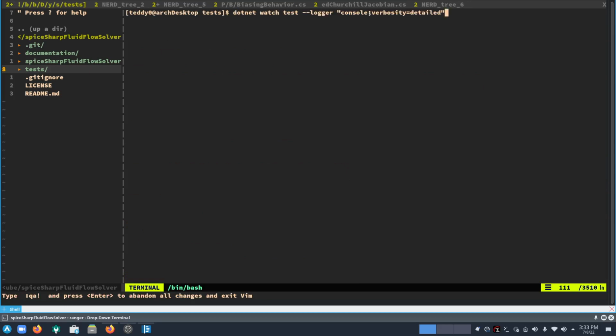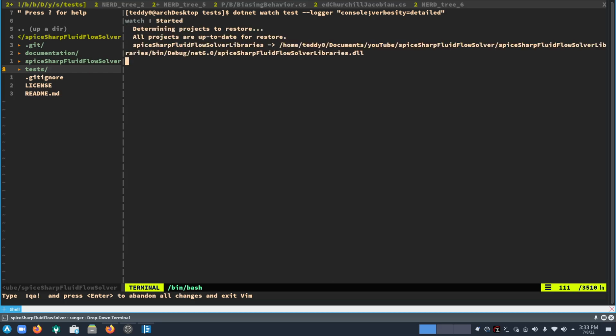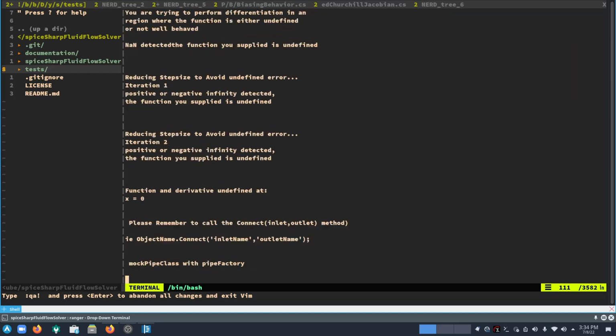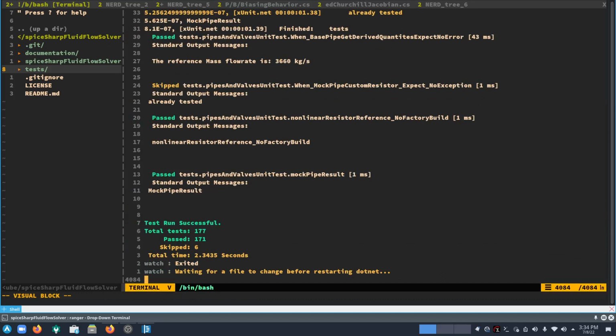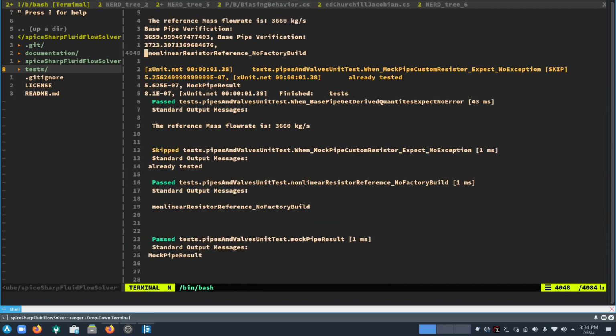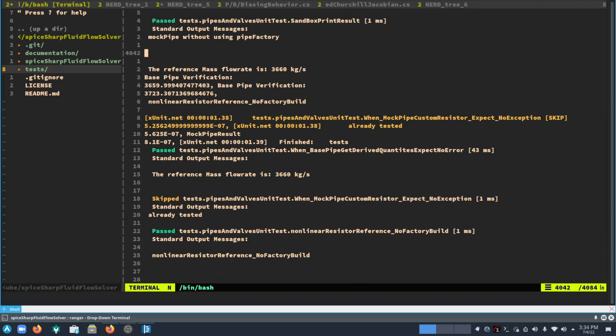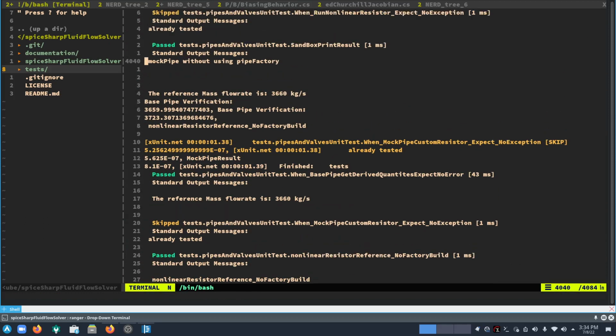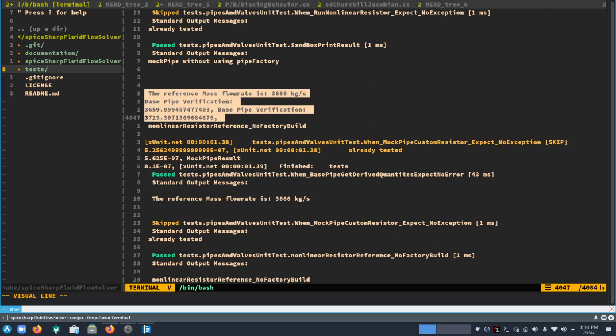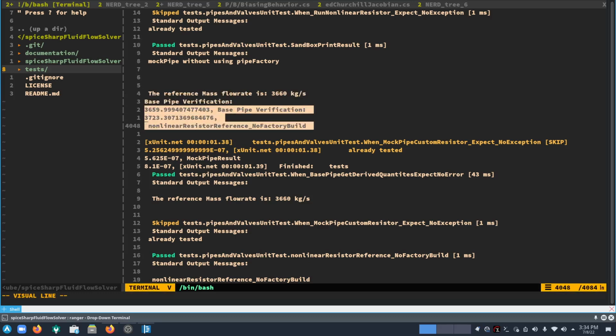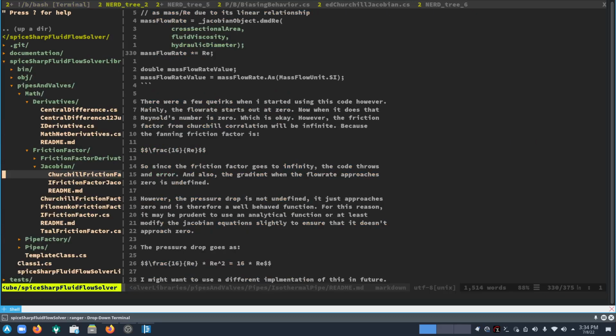Okay, let me test again, because I want to search for the right one. Let's look for BasePipe. Yes, so here it is. Mock pipe without using pipe factory. Here's our reference mass flow rate. Our reference mass flow rate is 3660 kg per second. And how did I do the test?